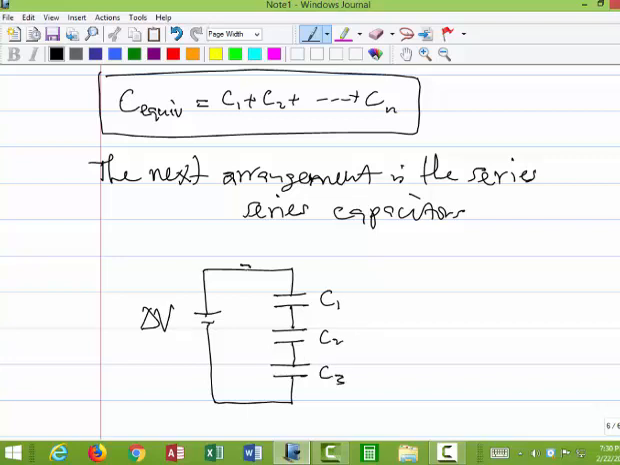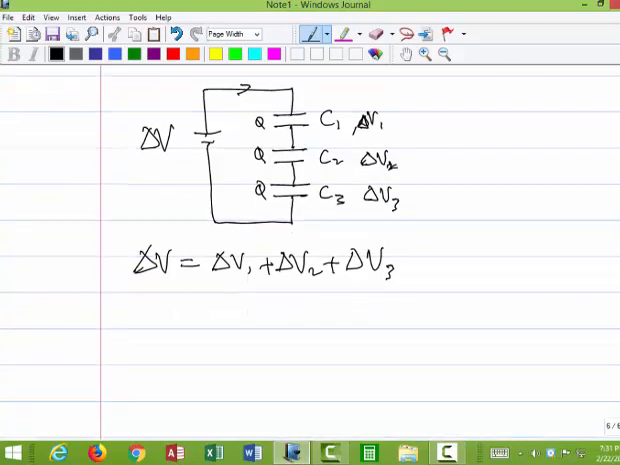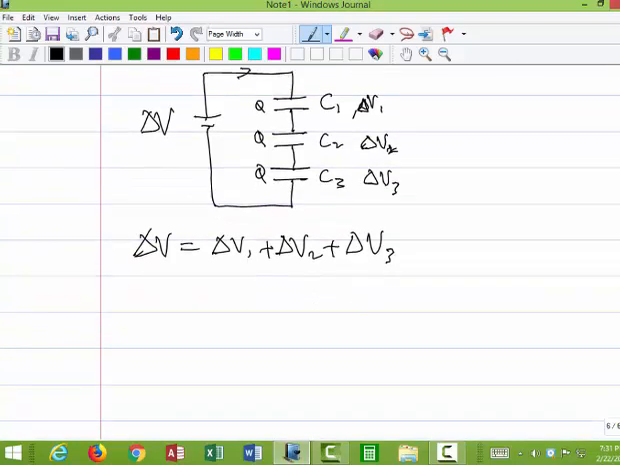Since the same current flows through the capacitors, they will have the same charge Q, but their potentials will be different. So this will be delta V1, this will be delta V2, and delta V3. So we'll say that delta V is equal to delta V1 plus delta V2 plus delta V3. Delta V1 is the potential drop across capacitor C1 and so on.